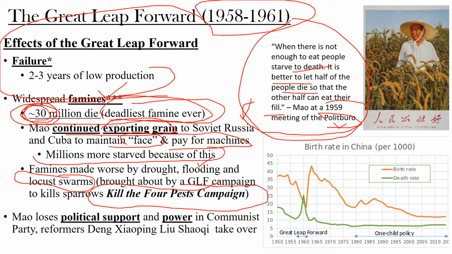And you've got this great chart here. You've got this time period of the Great Leap Forward, and just no one's having children. Everyone's dying, and it's brutal. This is just so damaging to the Chinese population. So another effect here is Mao loses face, and he loses political support and power within the Communist Party.